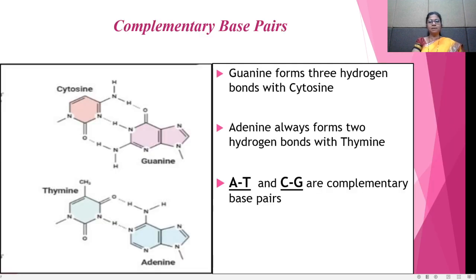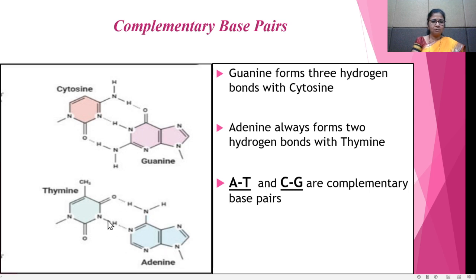Now see the complementary base pairs. The bonding between these two bases by hydrogen is called hydrogen bonding, and the complementary base pairs are as follows. Guanine forms a bond with cytosine. There is the formation of 3 hydrogen bonds between cytosine and guanine, and therefore guanine and cytosine are a complementary base pair. Then second, adenine always forms 2 hydrogen bonds.